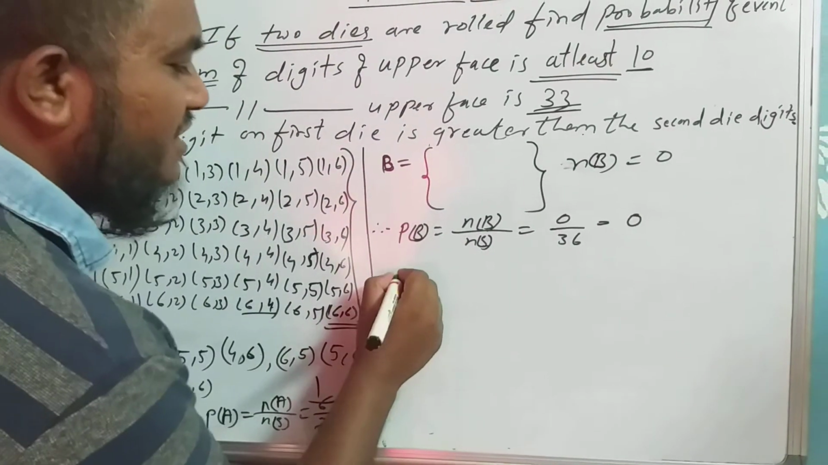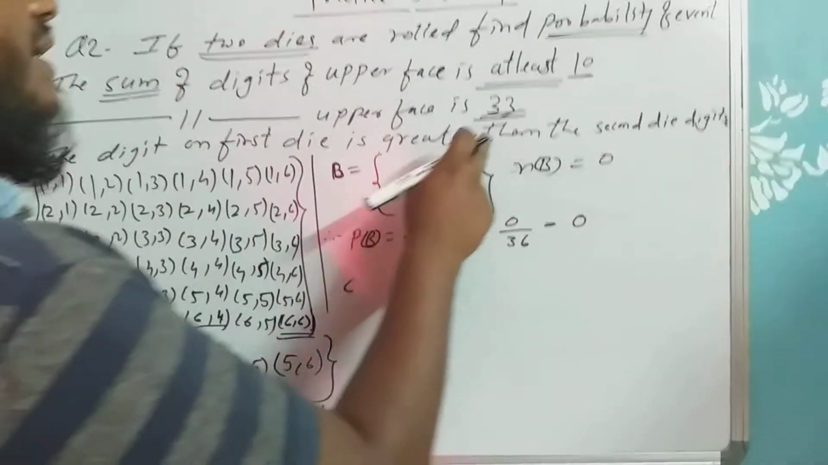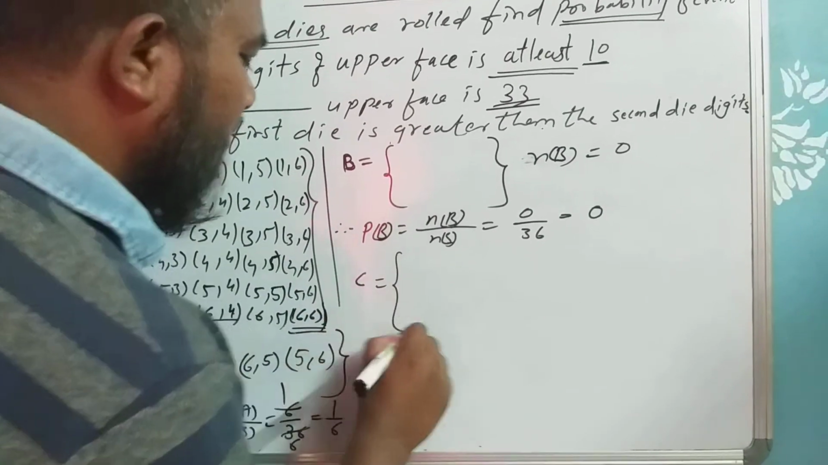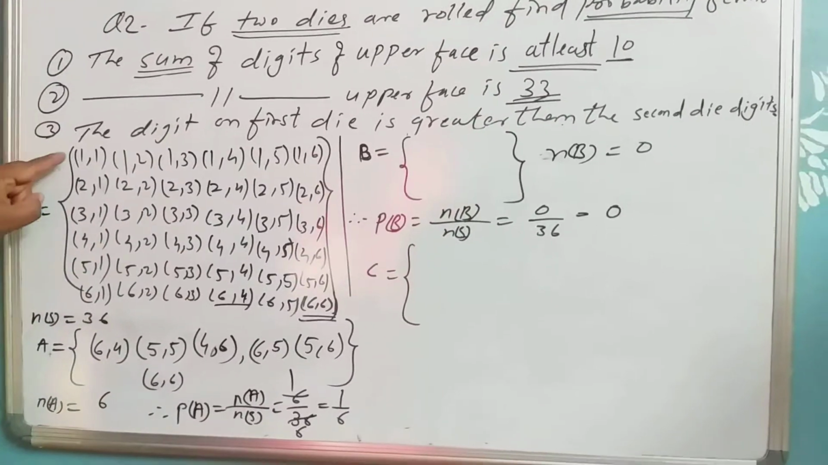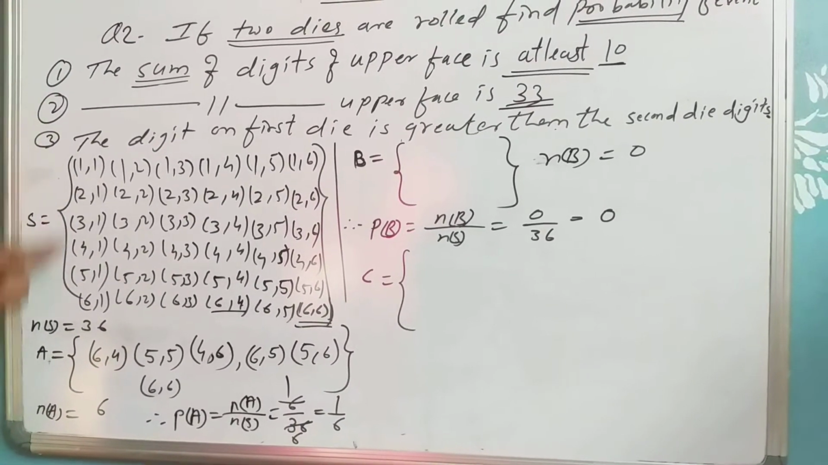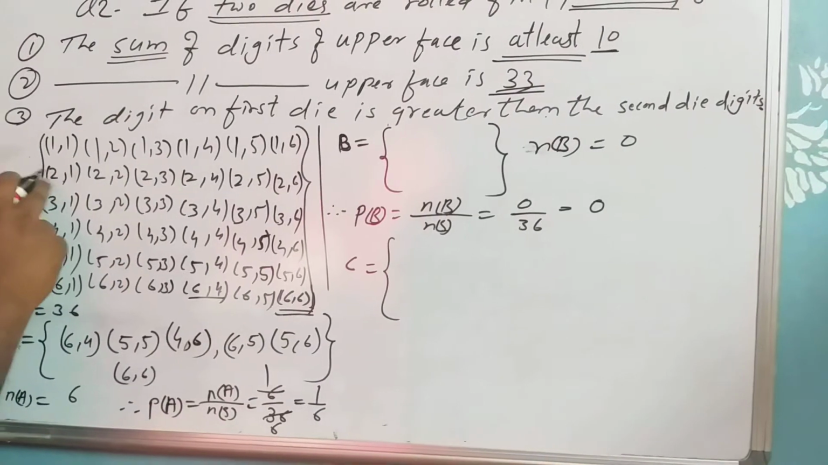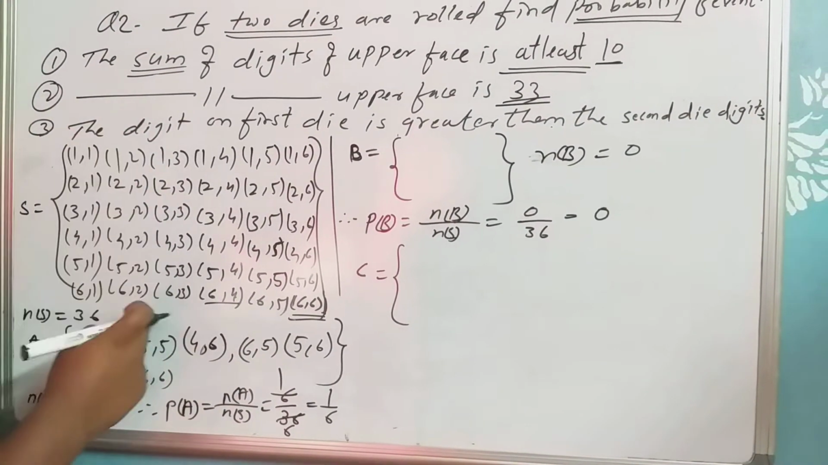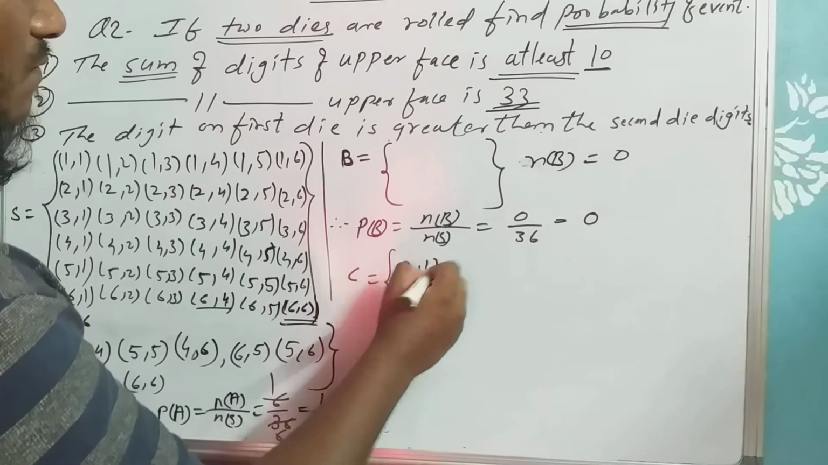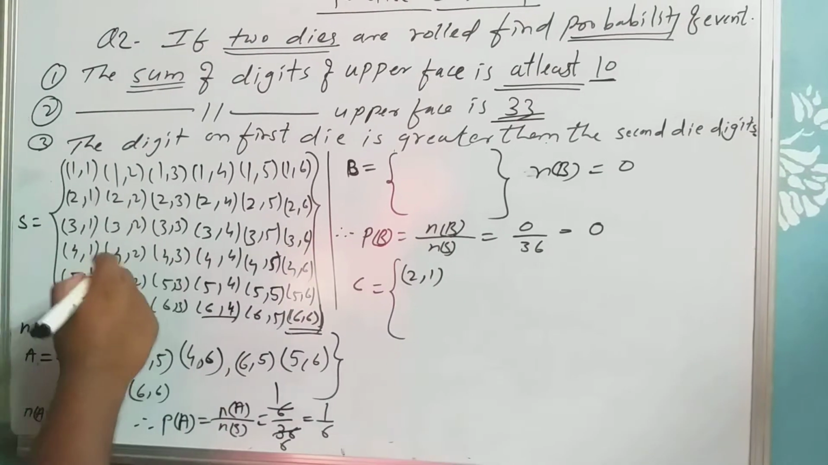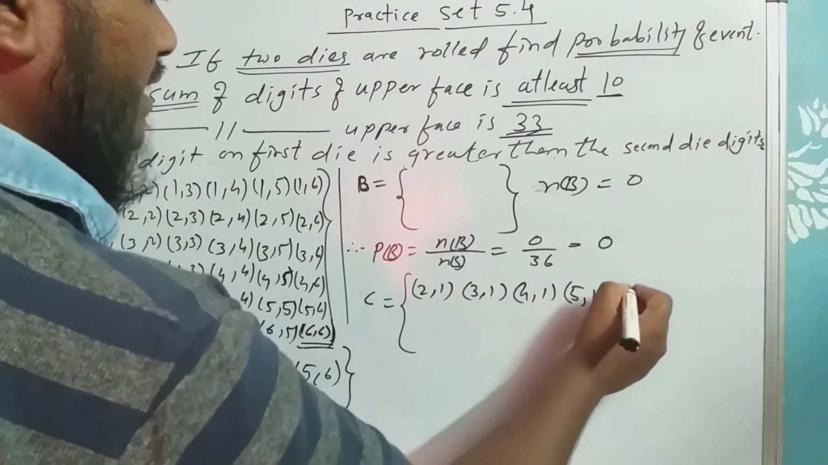Now question three, event C: the digit on the first die is greater than the digit on the second die. Dear students, we have to find among these 36 events where the first die is greater than the second. Looking at the first column, the first number should be greater than the second. This column is the second column. First we consider 2 comma 1, because the first die is greater than the second. Then 3 1, 4 1, 5 1 and 6 1.